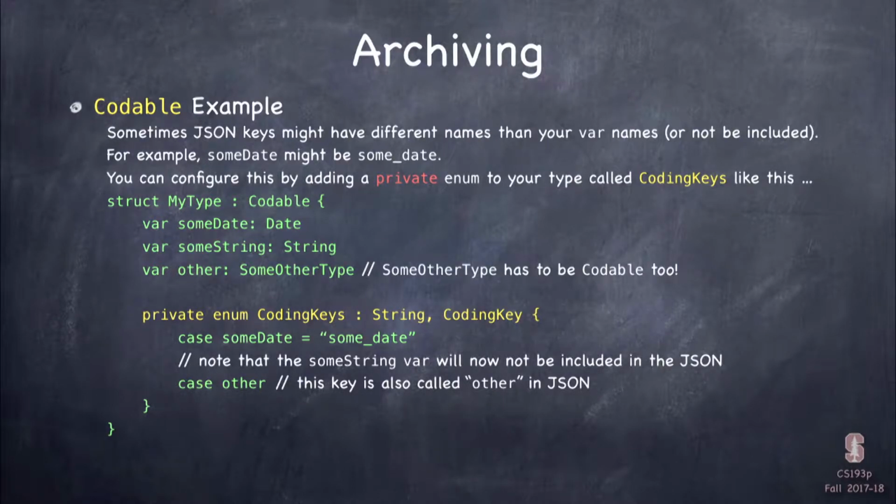And notice that I didn't put someString's case in there at all. So someString is not even going to be put in the JSON. Okay? So this is a really cool, simple way to customize the JSON that you generate from your type.